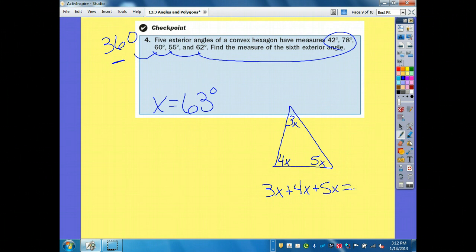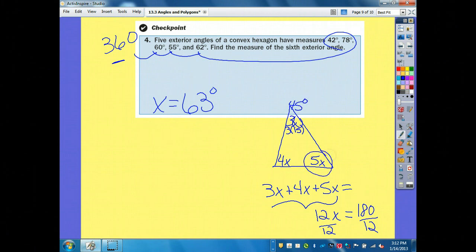12. True. If you combine them, we get 12x, but what's the other part of my equation? What does it equal? 180, because it's a triangle. So then what is 180 divided by 12? 15. So that just tells me what x is. What would this angle be? 3 times 15. That would be what? 45. So that one would be 45 degrees.